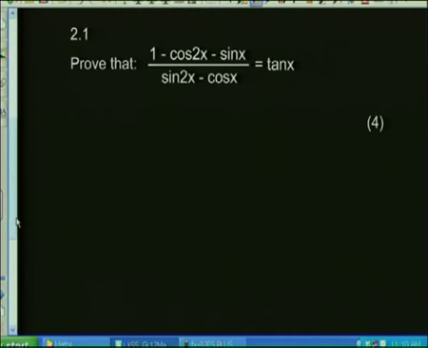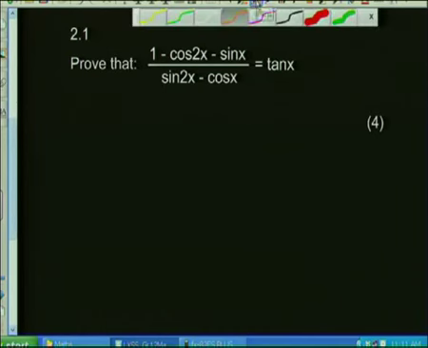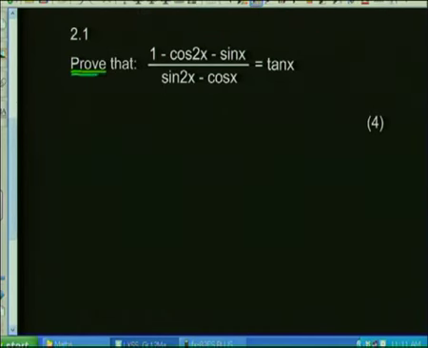Prove that (1 minus cos 2x minus sine x) over (sine 2x minus cos x) is equal to tan x. With questions such as these, whenever you are asked to prove, or if they say show that, you are dealing with an identity and they are asking you to prove that the left-hand side is equal to the right-hand side. Your layout and format in this question is very important, and you must remember that we start with left-hand side equals, and you work with the left-hand side, which in this case is what we're going to work with.